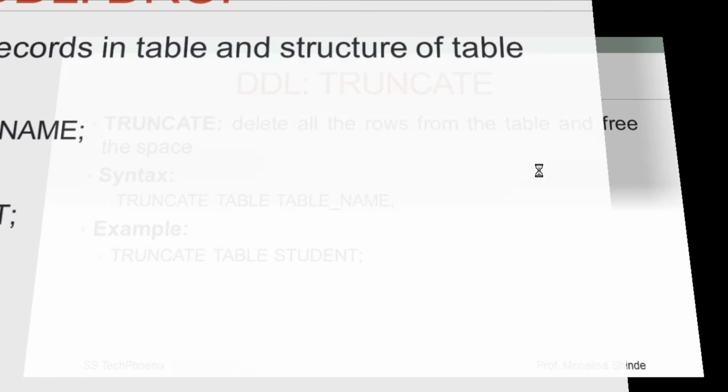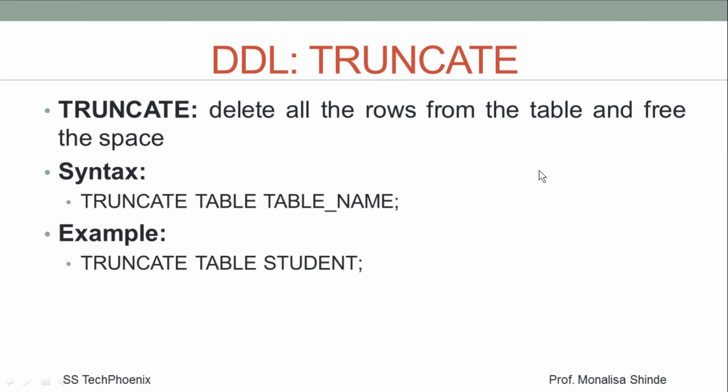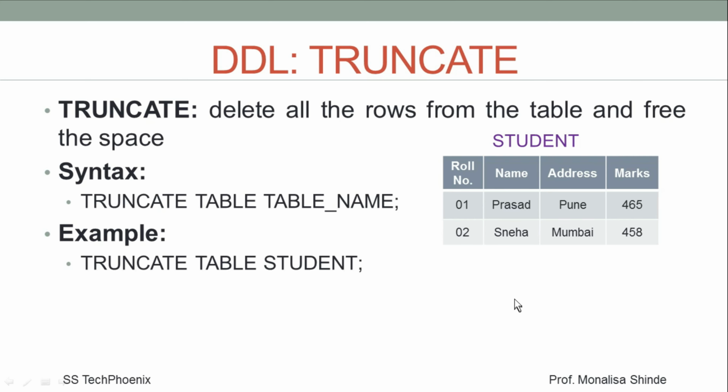Now the next DDL command is the truncate command. It is also used to delete all the rows from the table, but it does not delete the structure of the table. Means it deletes all the rows from the table and frees the space, but it does not delete the structure of the table. The syntax is: truncate table, table name. For example, I want to delete all the rows or records from the student table. Just specify truncate table and the table name student.